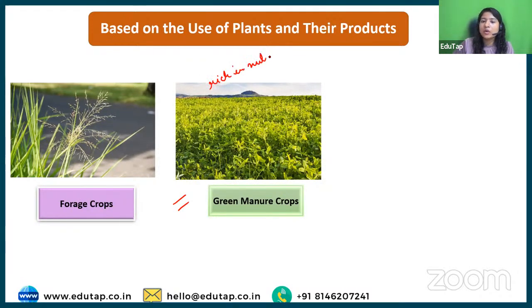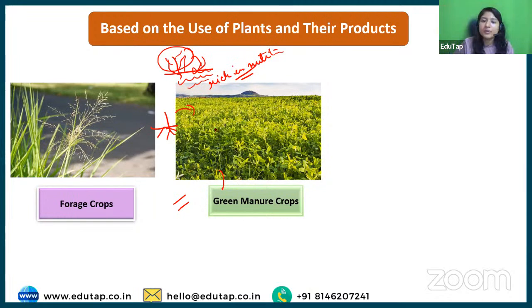So basically what happens in such cases, such crops are grown in the field. ठीक है, फील्ड में होंगी and then they are made to die there only. ठीक है, they are made to die there and mix there only so that the nutrient value of the soil will increase. देखो, you need to understand that whatever be the nutrients that they are uptaking, such green manure crops, they will be way much lesser to what it will produce as a plant.